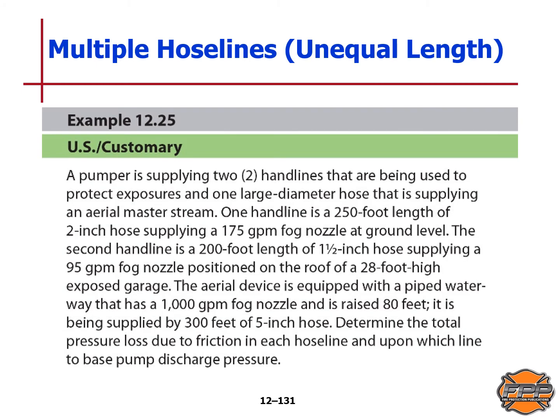So let's look at multiple hose lines of unequal length. A pumper supplying 2 hand lines that are being used to protect exposures and 1 large diameter hose that is supplying an aerial master stream.